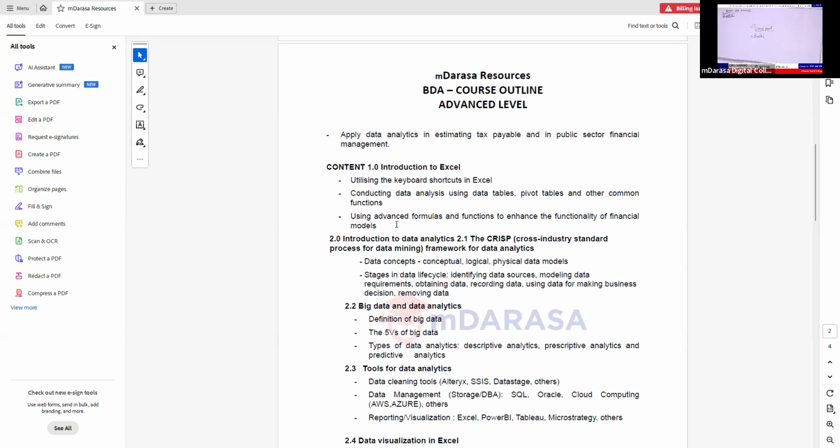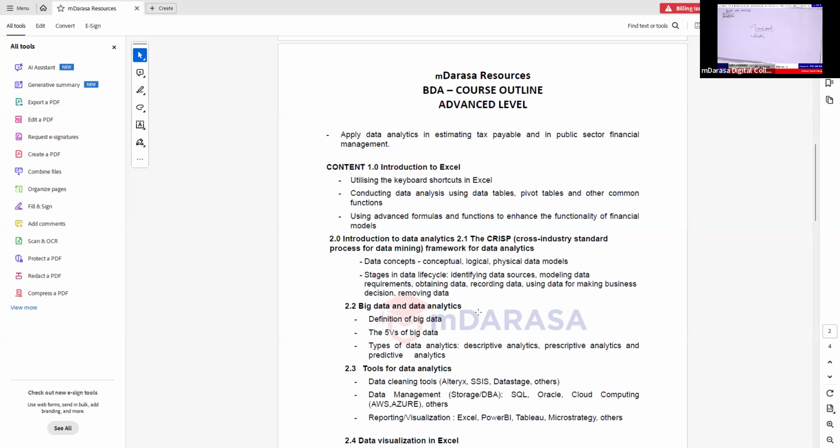Another key element that we'll be expected to cover here is to understand how we can conduct analysis using data tables, talk about pivot tables, and other common functions. And that's what Morimo was saying about other common functions: it is the functions that will guide us all through in applying the same for all these other units. This will be very, very important.